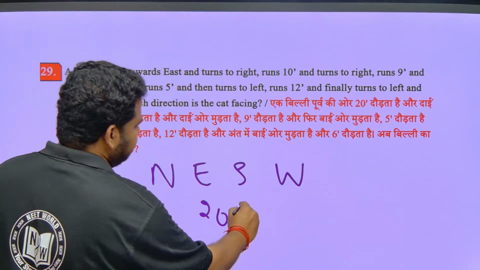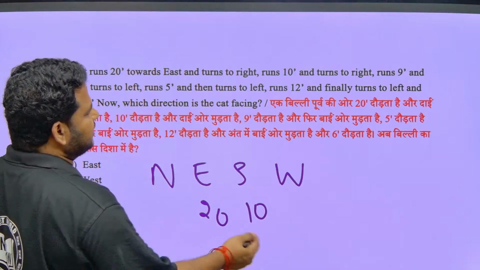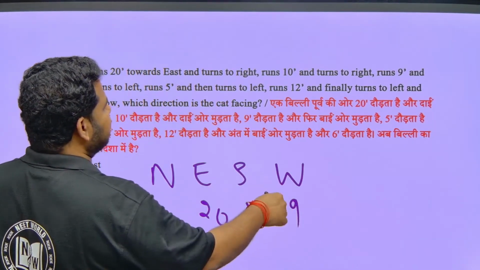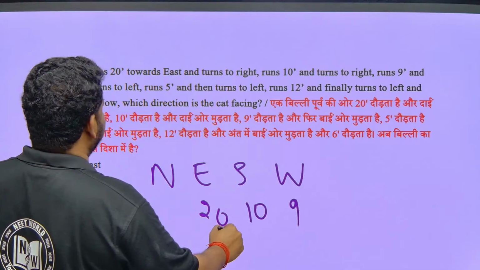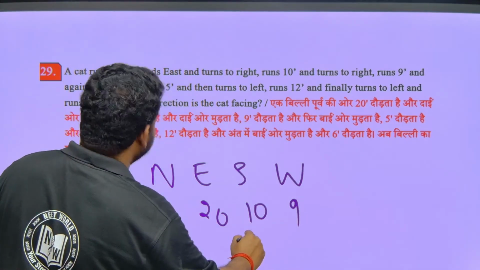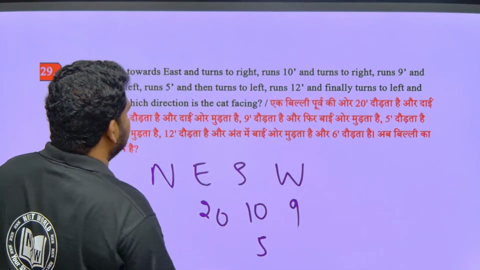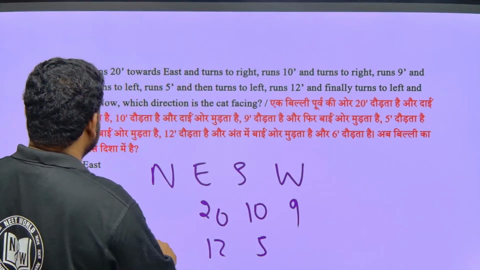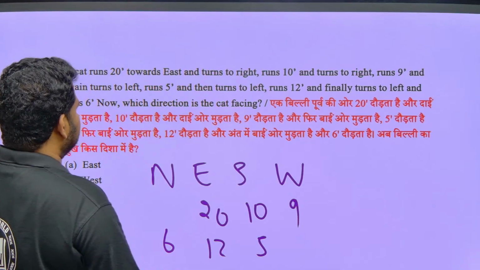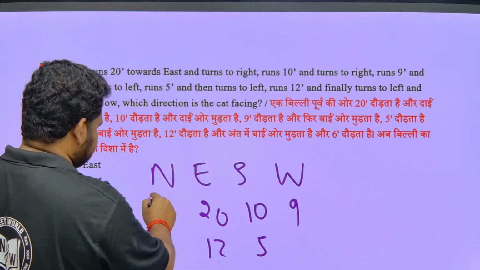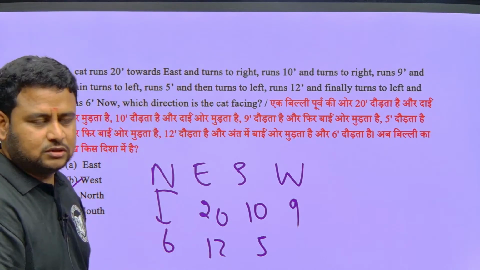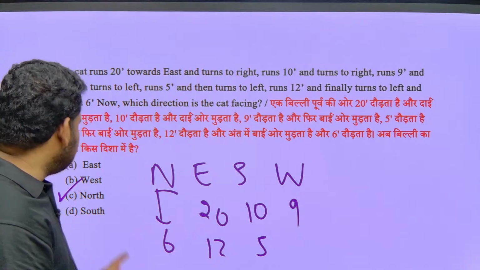Turns to right means it should be here 10, and turns to right and runs 9, and again turns to left and runs 5. From west to left means it should be here. Then turns to left and runs 12, and finally turns to left and runs 6. Okay. Now which direction is the cat facing? The last direction which I wrote is north. So the answer is north, which is option C.